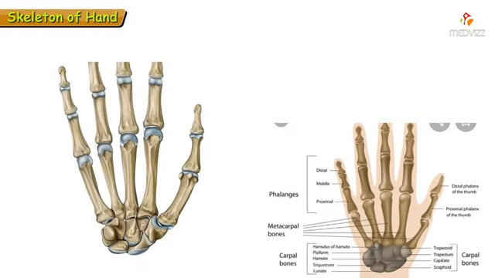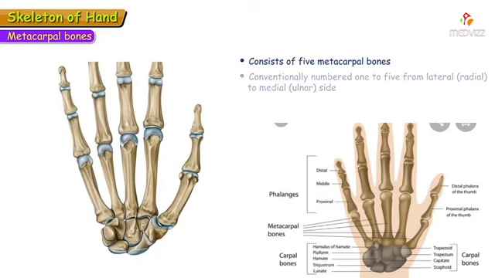So next we shall talk about metacarpal bones. The metacarpus consists of 5 metacarpal bones. They are conventionally numbered 1 to 5 from lateral to medial. So the lateral most is below the thumb. So this is the first metacarpal, second, third, fourth and fifth metacarpal bone. Fifth metacarpal is present below the little finger.